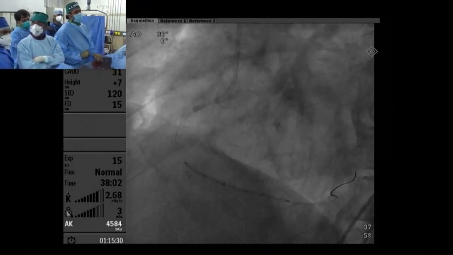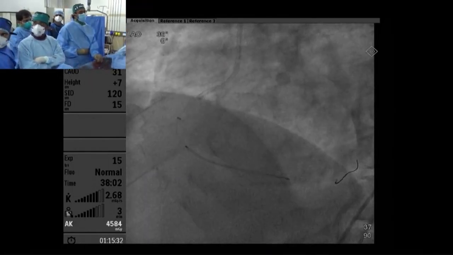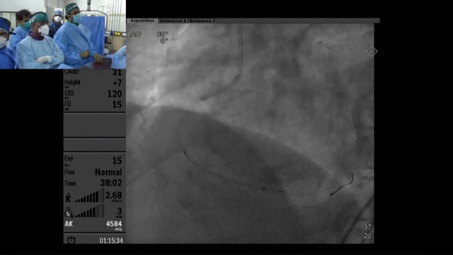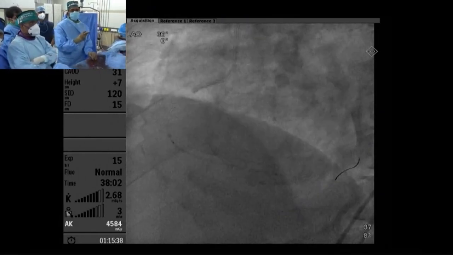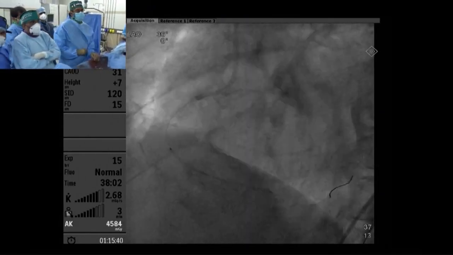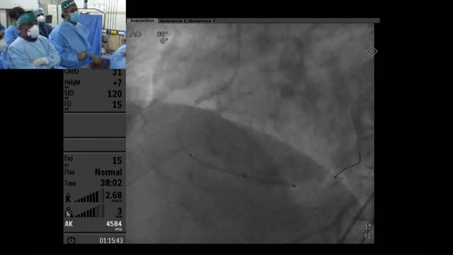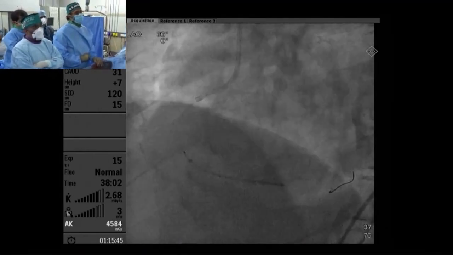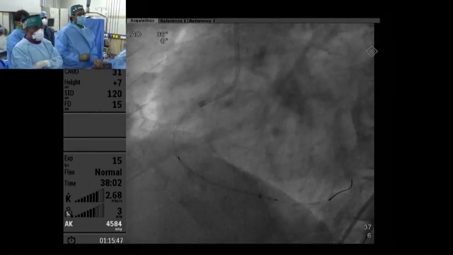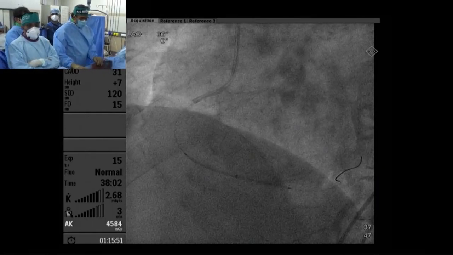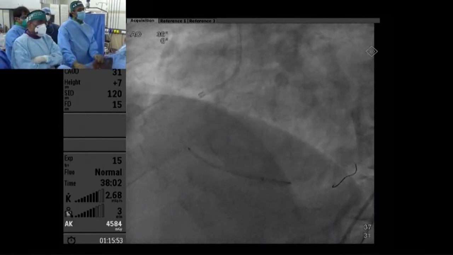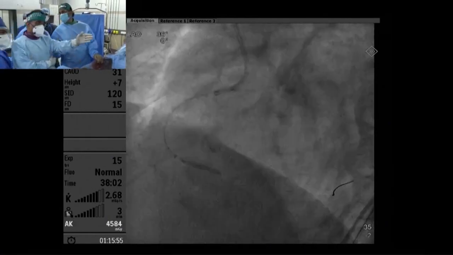So now it's easy and safe. Dr. Hiremath, do you feel a real difference between a Guidezilla and a Telescope? Well, this is our first use of Telescope. But I find it very promising because on its own it could go up to the mid RCA where our previous stent was getting stuck. We needed to do the balloon anchor technique, and with the balloon anchor technique we could pass it as distal, you can see.